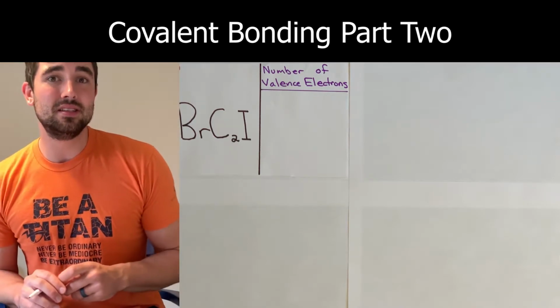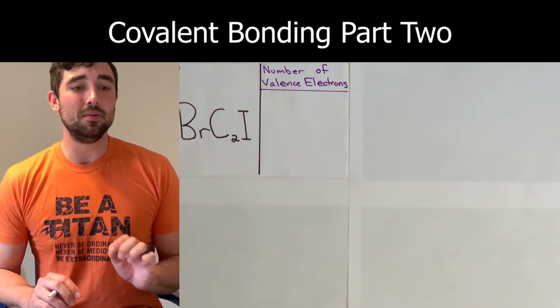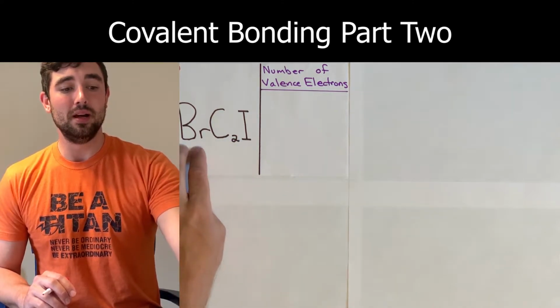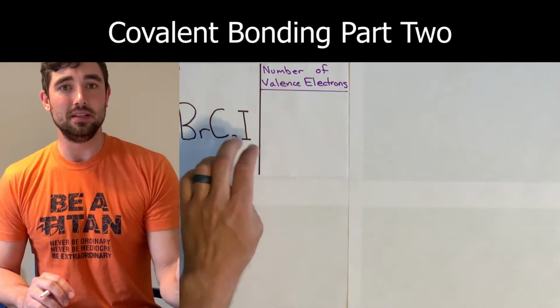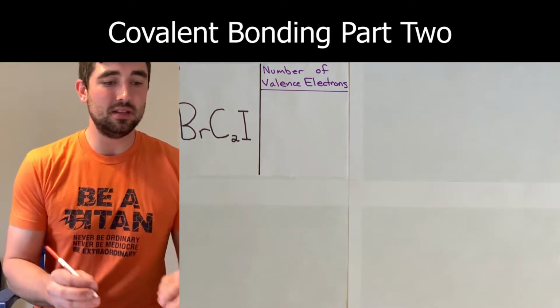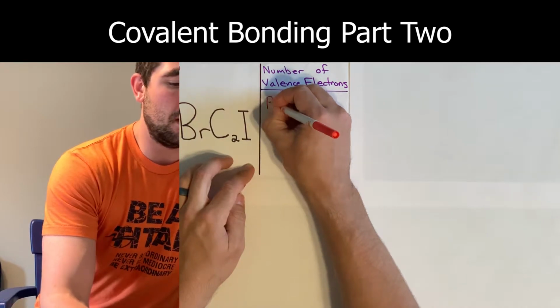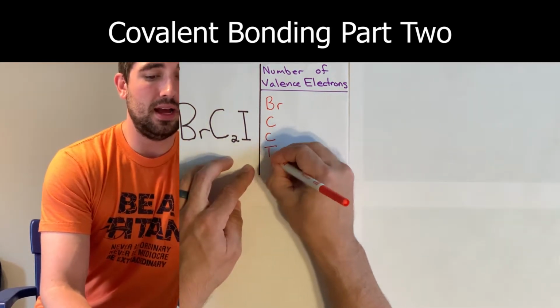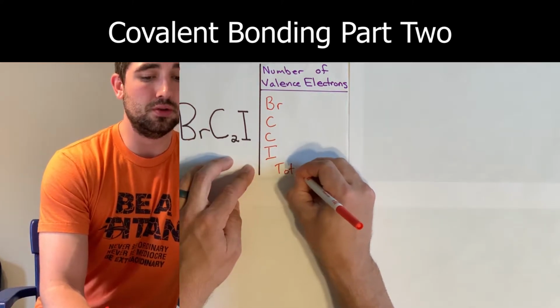We're looking at our next covalent molecule, BrC2I. Bromide, carbons, and iodides. So now, we break it down. We have to figure out step 1, the number of valence electrons. We have Br, 2 carbons, 1 iodide, and at the end, a total.